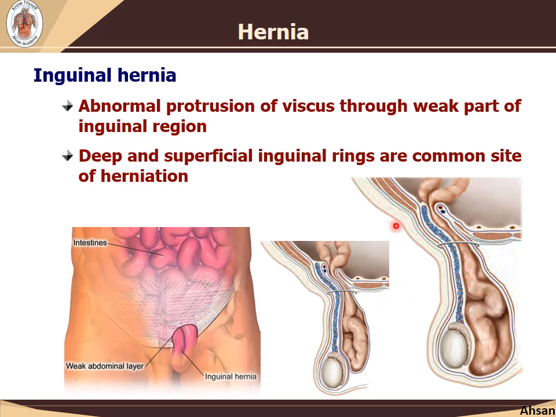Both can happen. You can see here the deep inguinal ring is intact. Here the deep inguinal ring is occupied by the viscera. You can see the vessels lying medial. Here the vessels are lateral, so it is passing through the posterior wall. This type of hernia is more common in males than in females.